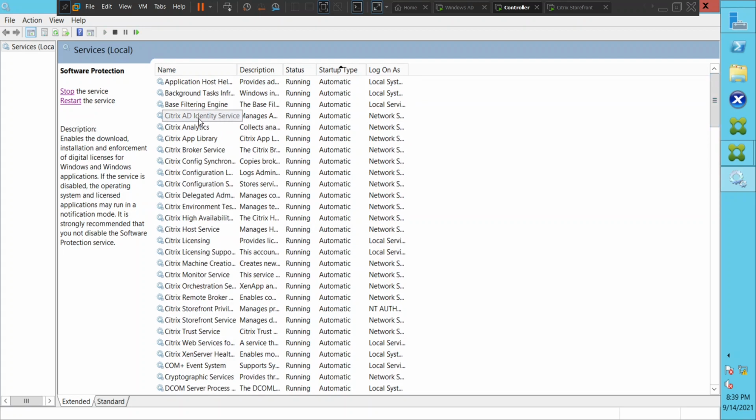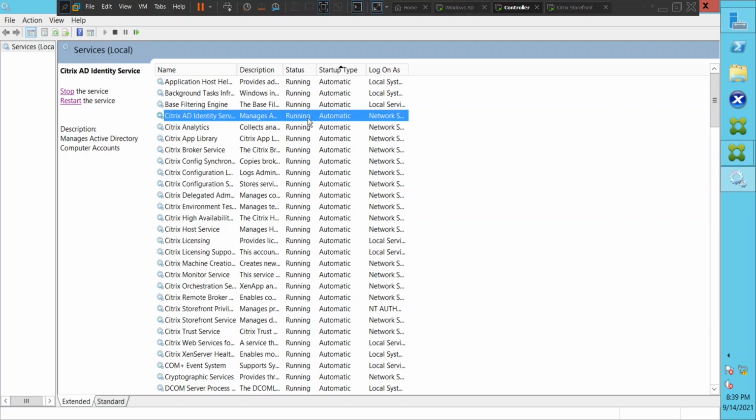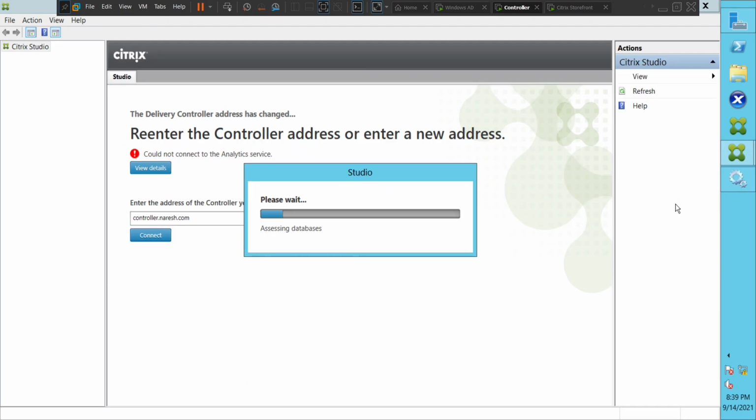If you see here, Citrix AD Identity Service, it is in running state now. It changed from starting state to running state. So let's go back to our Studio console and wait and see what is going to happen here.